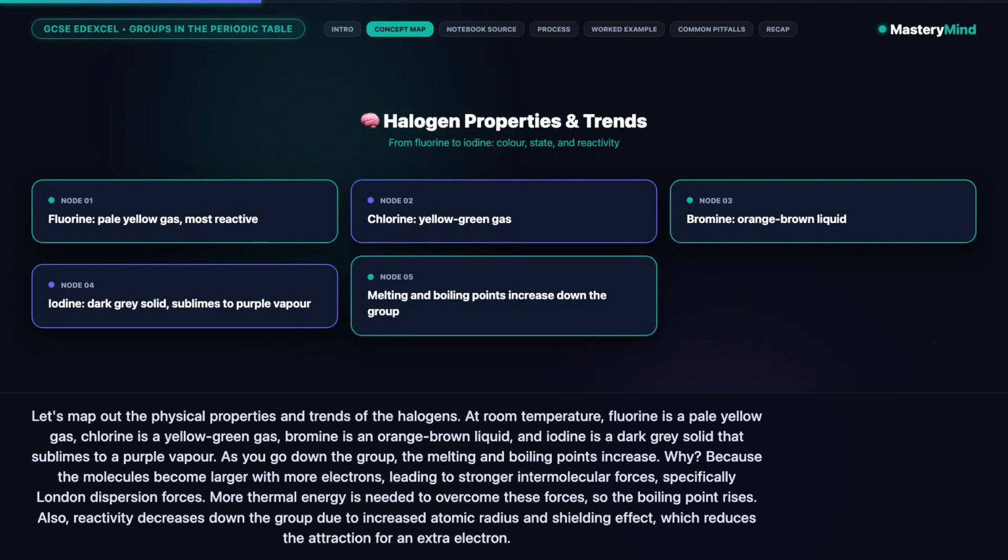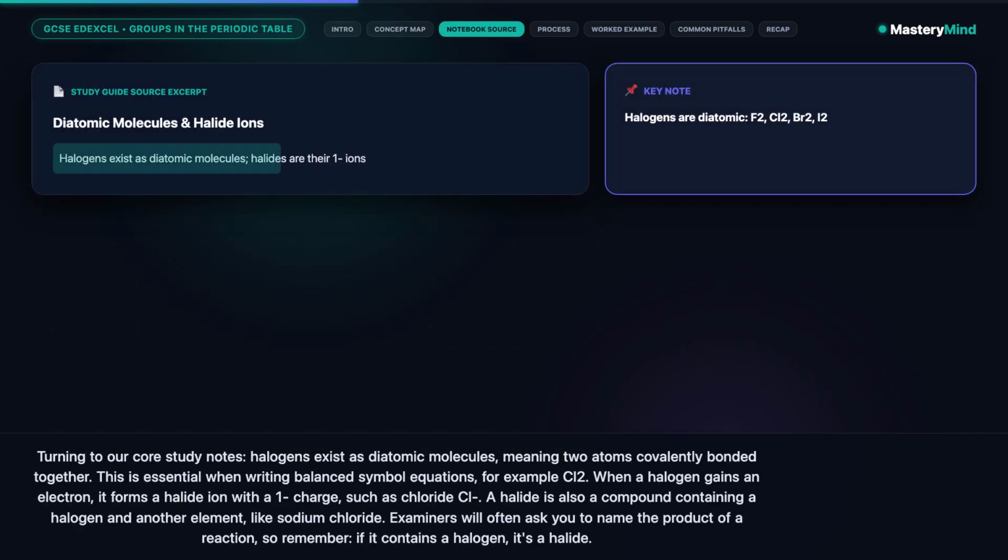Why? Because the molecules become larger with more electrons, leading to stronger intermolecular forces, specifically London dispersion forces. More thermal energy is needed to overcome these forces, so the boiling point rises. Also, reactivity decreases down the group due to increased atomic radius and shielding effect, which reduces the attraction for an extra electron. Turning to our core study notes, halogens exist as diatomic molecules, meaning two atoms covalently bonded together.